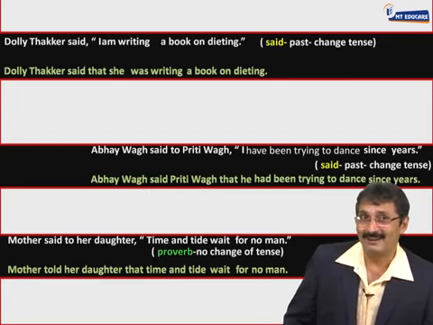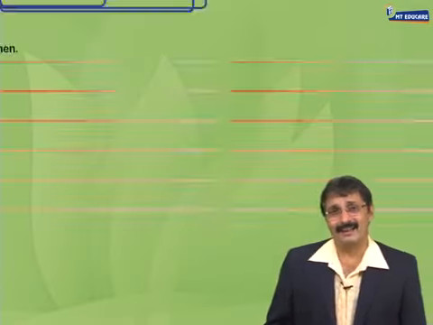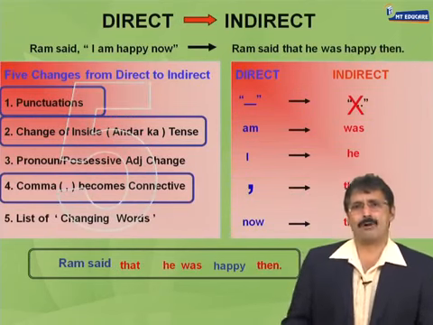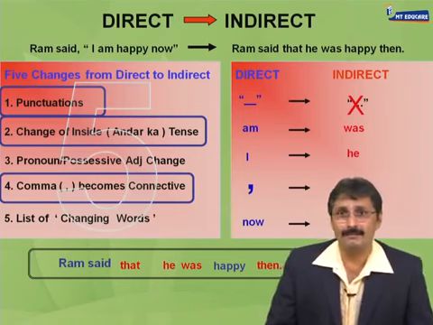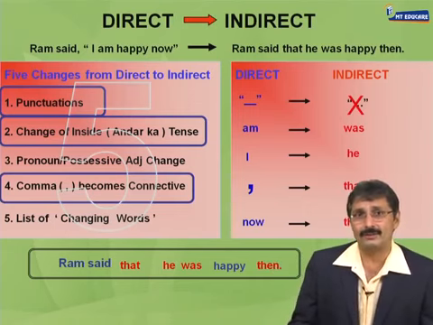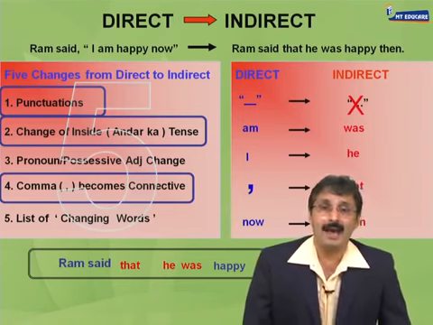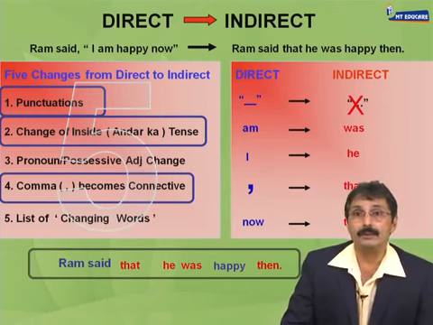और इसी के साथ हमने 3 changes कर लिए हैं. Here we are rocking. 3 changes done. Punctuations done. Change of andar ka tense, that is change of the tense of the reported verb, is done, and comma becomes connective is done. Let's look at the next one.